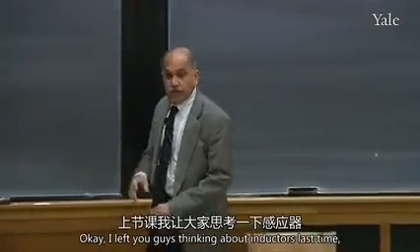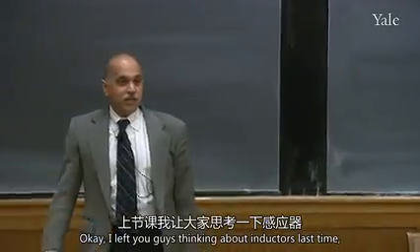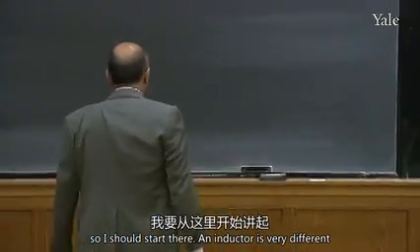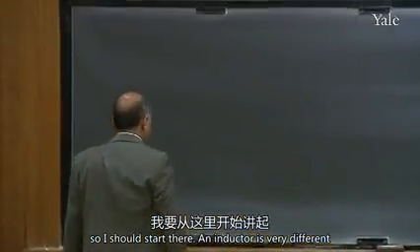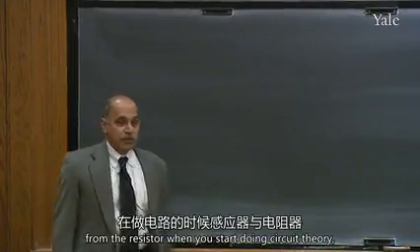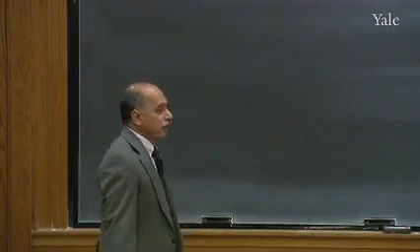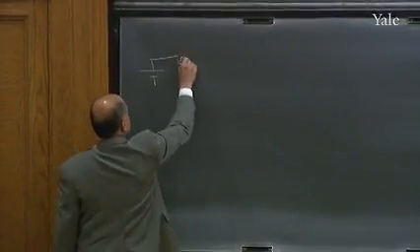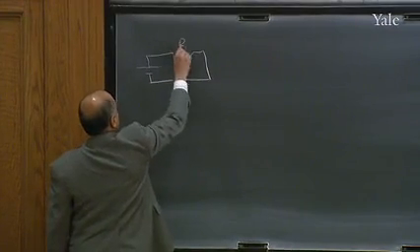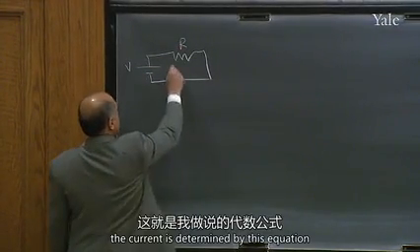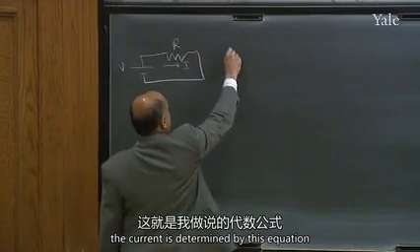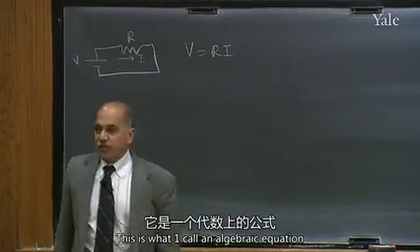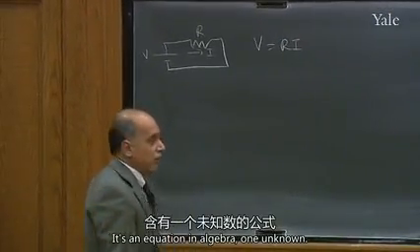I left you guys thinking about inductors last time, so I should start there. An inductor is very different from the resistor when you start doing circuit theory. Because when you have a resistor and you connect some voltage to it, the current is determined by this equation. This is what I call an algebraic equation.